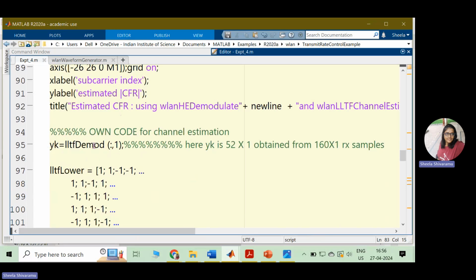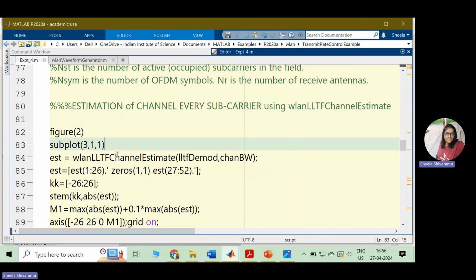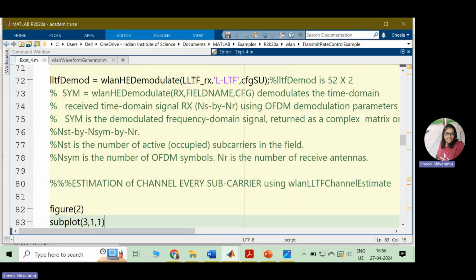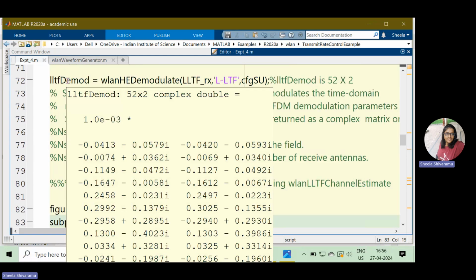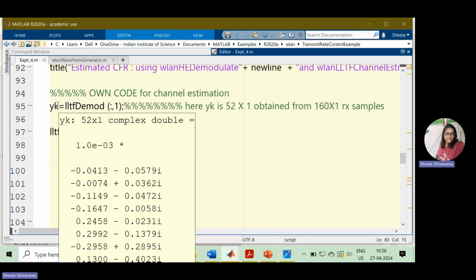So YK is LLTF demod. I have the demodulated data, which is 52 cross 2. What was LLTF demod? It took the LLTF RX and did the demodulation, that is, it did the FFT operation. So this is 52 cross 2 complex samples, and from that I am taking the first column and storing it in YK.